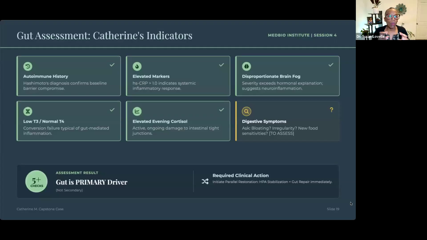And then finally, what are the indicators going forward? So we know that with her autoimmune history, that diagnosis of Hashimoto's means she's got a barrier compromise. She's got elevated markers, the highly selective CRP being more than one. She's got that systemic inflammatory response, that brain fog that's out of proportion to what it should be. That's letting us know neuroinflammation, the low T3, the conversion's not good, elevated cortisol, and then the digestive symptoms.